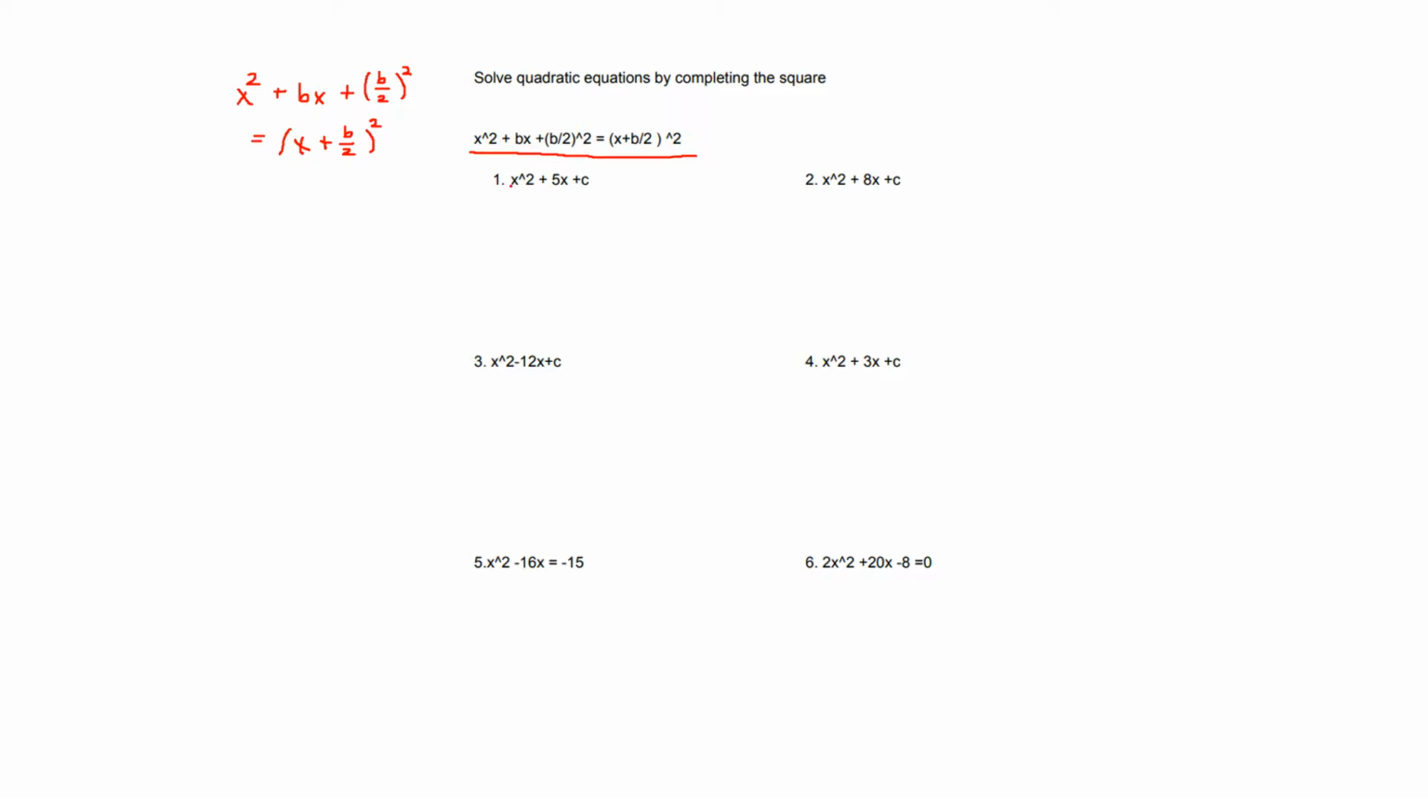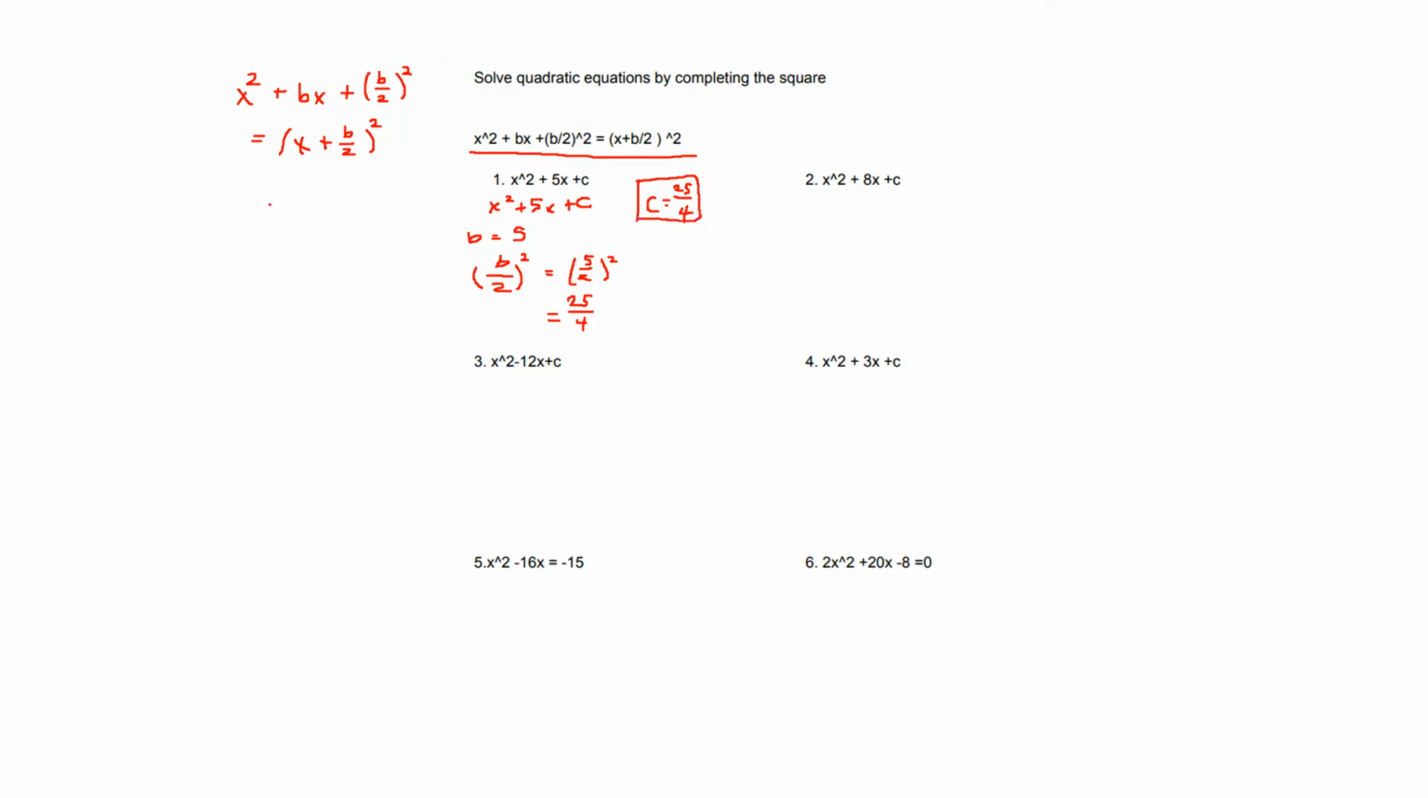If you look at number 1 as an example, we have x squared plus 5x plus c. Our b here is just going to be 5. And to complete the square, it's going to be b over 2 squared. B is 5, so if you plug in 5, it's going to be 5 over 2 squared. 5 over 2 squared is 25 over 4. So to complete the square, we could add 25 over 4 to this. So c is going to be 25 over 4.